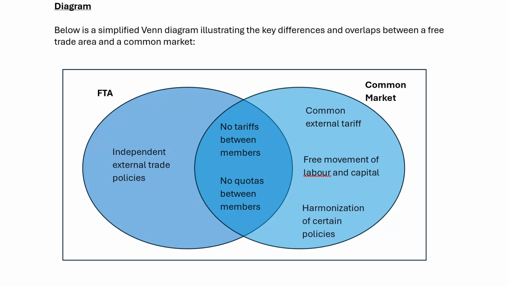And in terms of the differences, the free trade area has independent external trade policies, while the common market has a common external tariff, which is levied against non-members. There is also free movement of labor and capital and harmonization of certain policies. But I'll explain all this in more detail as we move to the next bit.